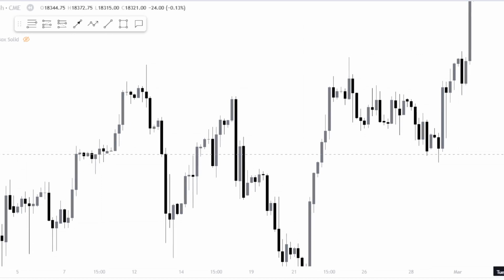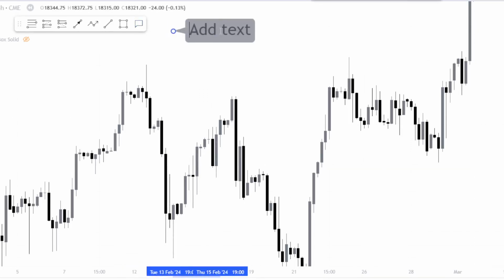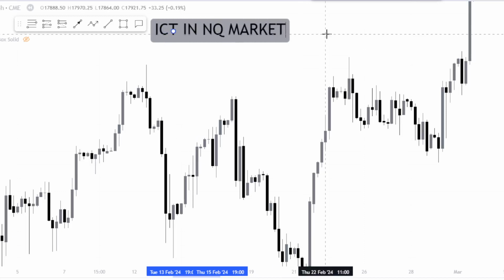So I don't personally trade the NQ. I'm looking to transfer into futures soon. But here's an overview as to how you can use ICT concepts, how you can use ICT in the NQ market, right? So let's have a look.